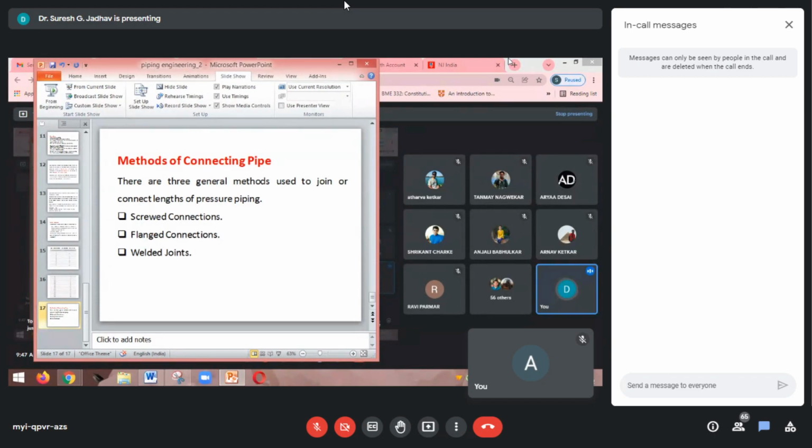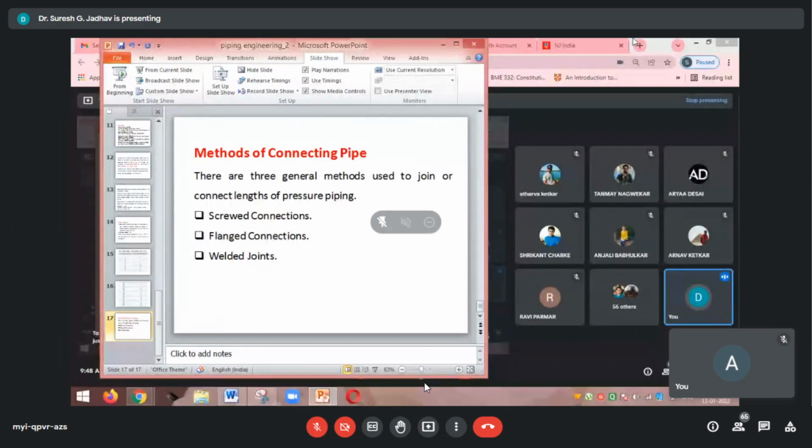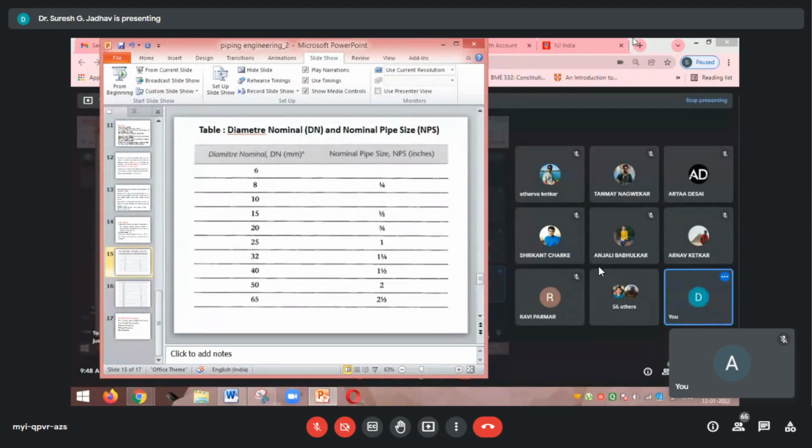In the PPT, I have not written each and everything. As we discussed, for the methods of connecting pipes such as screwed connections, I considered only three methods and their respective names. I have not written everything we are doing in screwed connections. In the notes, whenever I upload them, you will get all the details on flange connections, welded joints, and materials. Here we can compare the diameter nominal and NPS size.